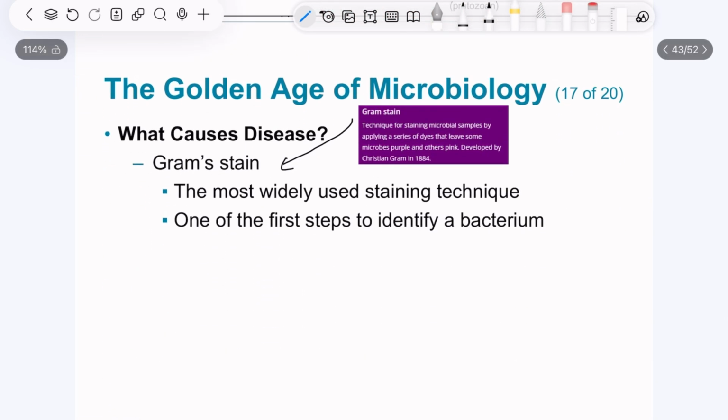So gram stain. Gram stain is a technique for staining microbial samples by applying a series of dyes that leave some microbes purple and others pink. It was developed by Christian Gram in 1884. The gram stain is the most widely used staining technique and one of the first steps to identify a bacterium.